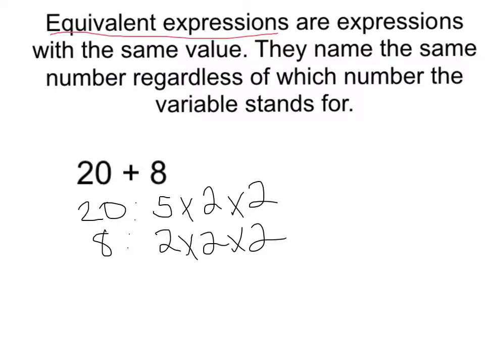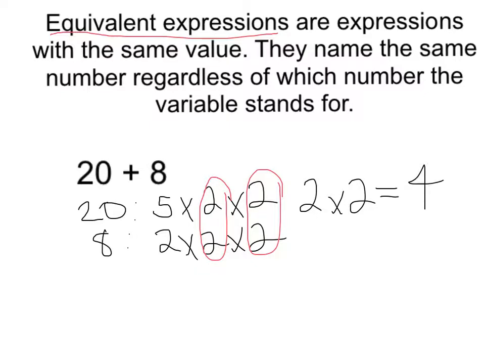Now, to get the greatest common factor of these, we see what they have in common. 2's there, and 2's there. So they both have 2 times 2 in their factors, so their greatest common factor is 4.